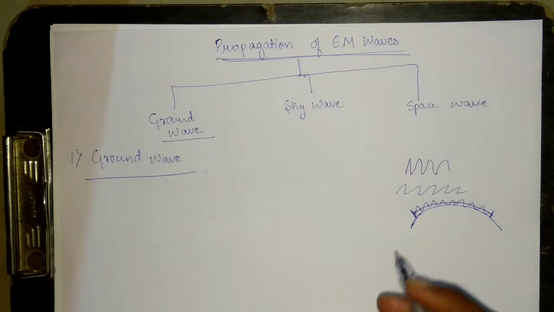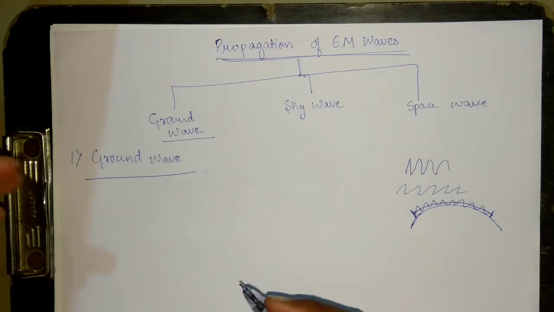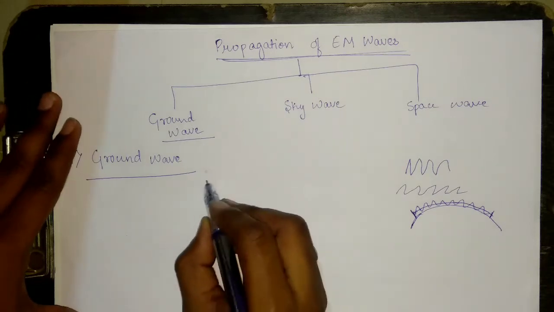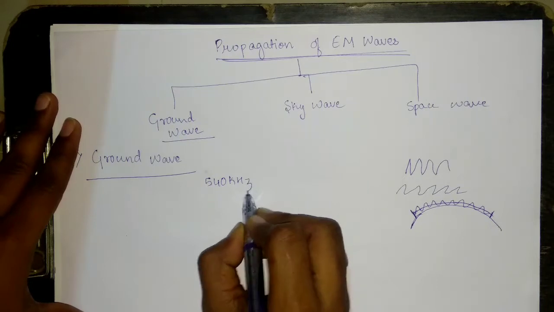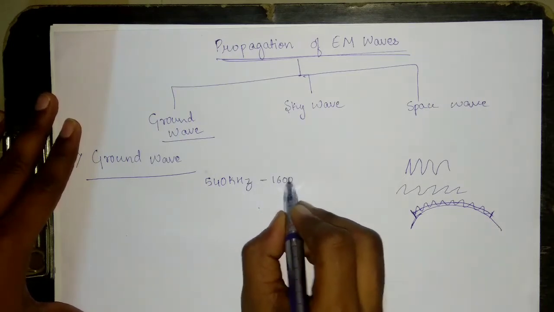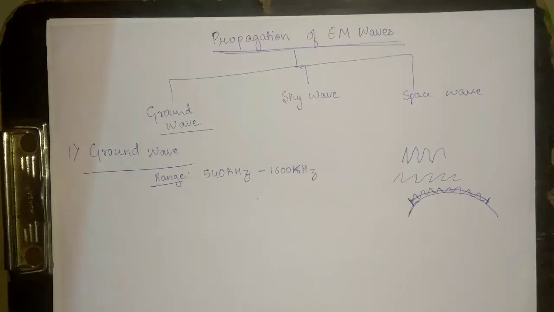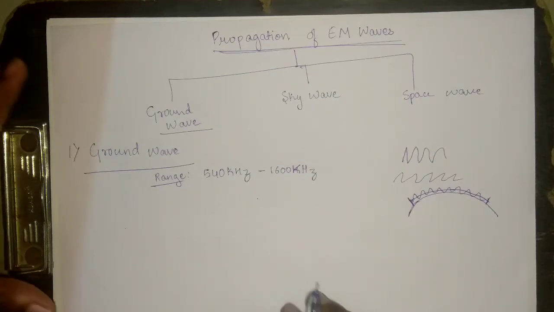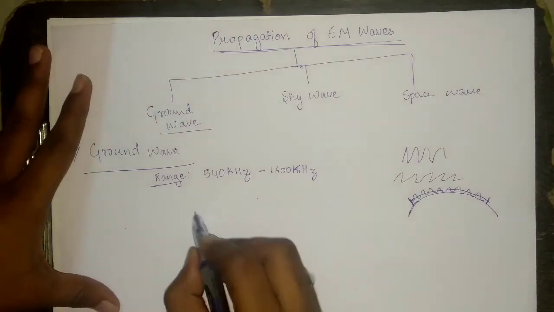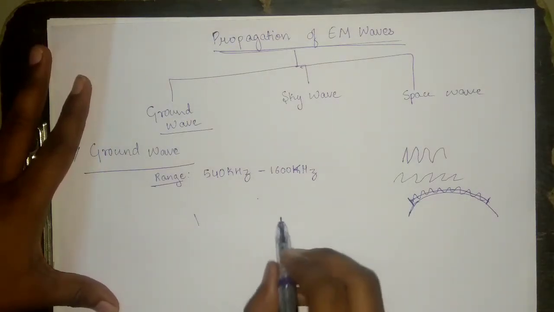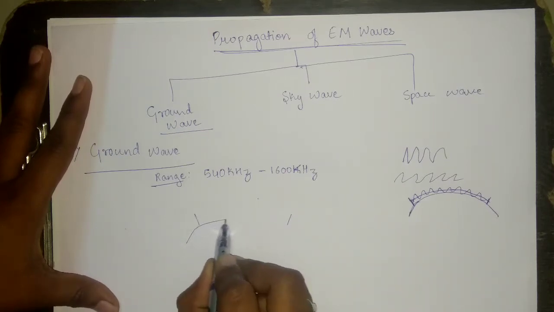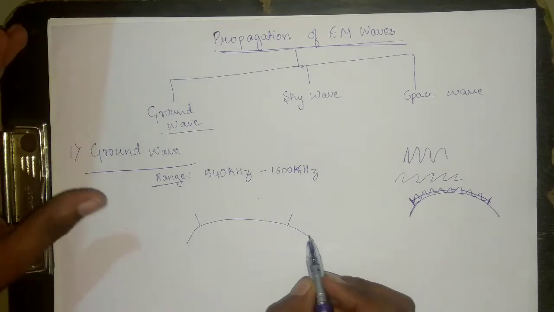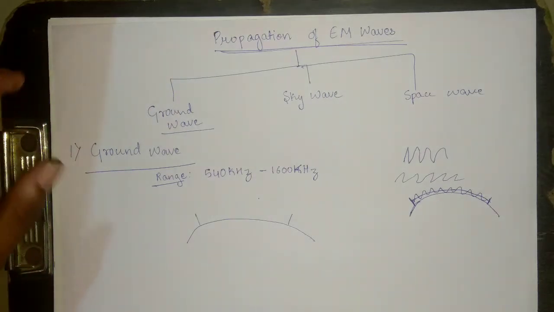The frequency range for this ground wave is 540 kilohertz to 1600 kilohertz. So you know the frequency range for this type of propagation. Now see, this is the transmitter antenna and this is the receiver antenna, which is placed on the ground surface, on the surface of the earth.